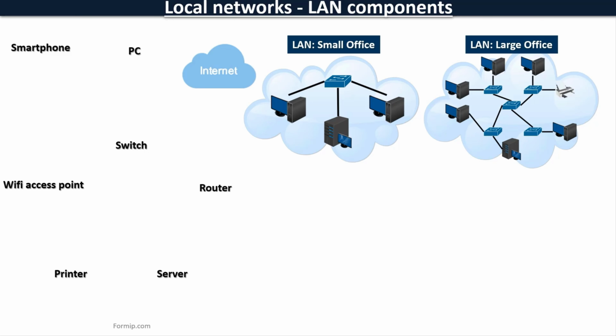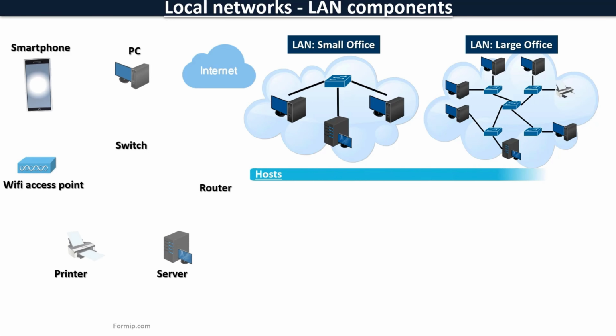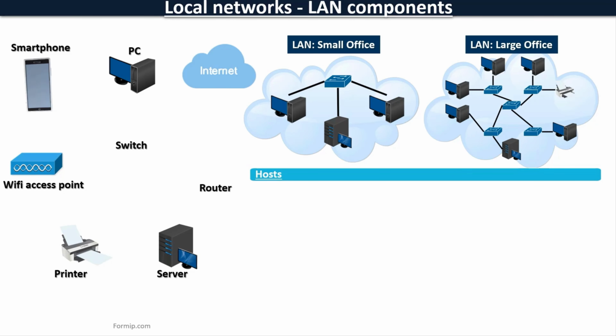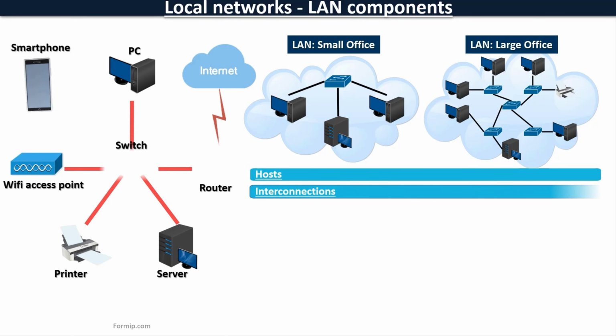The components of a LAN are hosts. This includes any equipment that can send or receive data on the local network, for example, PCs or servers. Interconnections. These are the physical parts that allow the data to move from one point to another in the network. Interconnections are broken into 2 types of components.